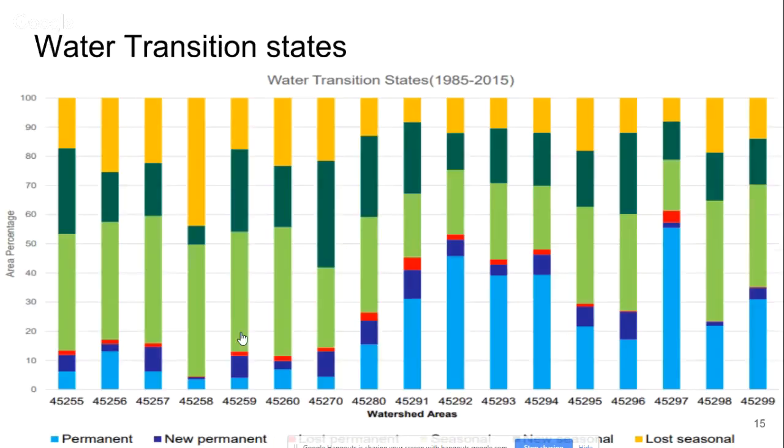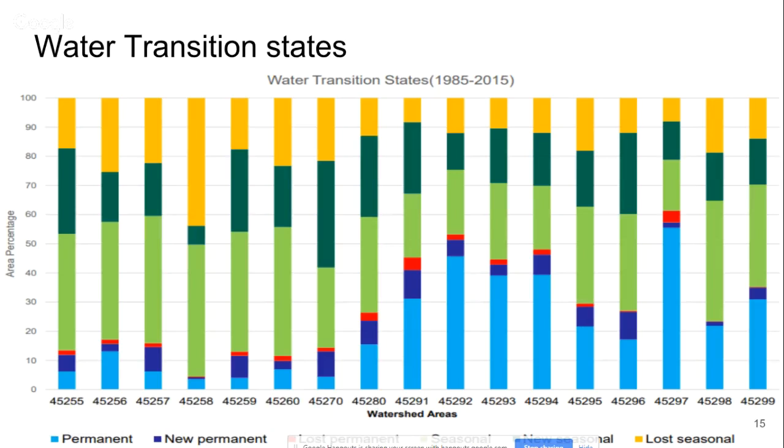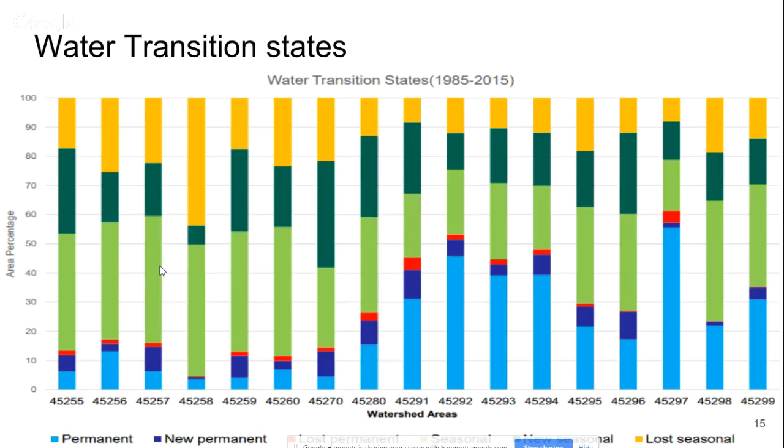things. Then we have done a study of transitional states, wherein this is just a dataset available on Google Earth Engine, which is done by JRC. This is also done for all the 17 watershed areas, and it says the areas over here, which lie in Assam, have the maximum seasonal water as compared to permanent water.